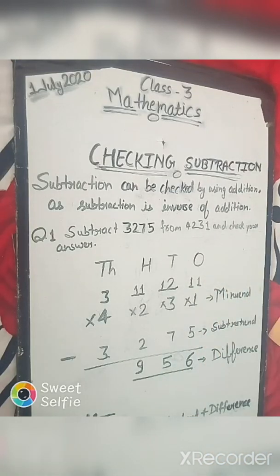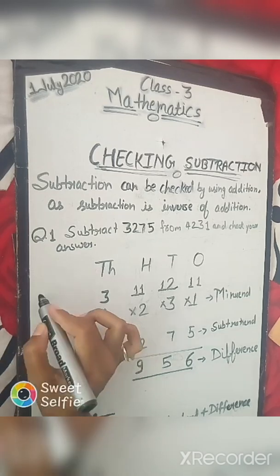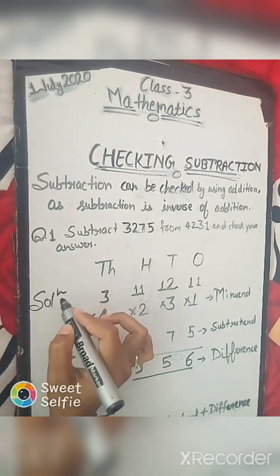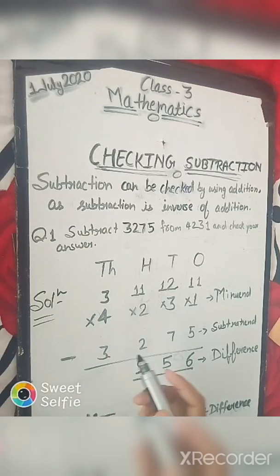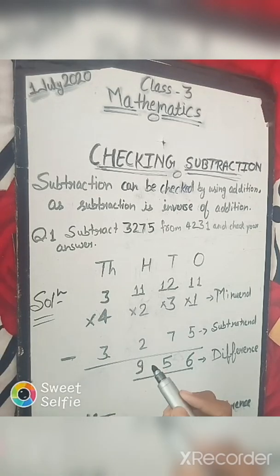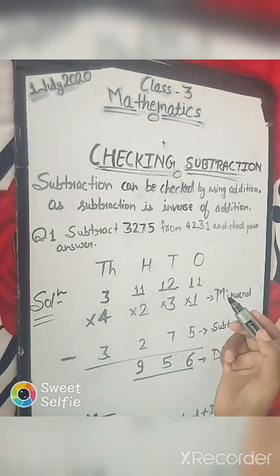So firstly, what we will do, we will solve the question. Firstly, we will subtract it. So we have to subtract 3275 from 4231. So we will start from ones.